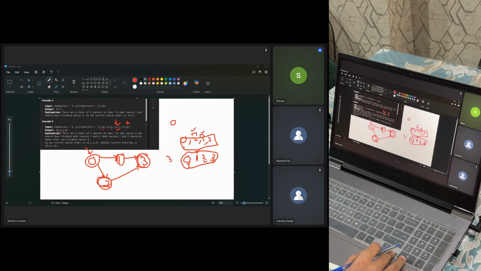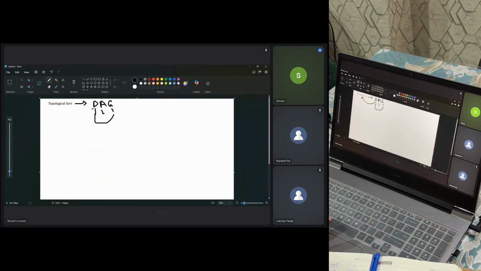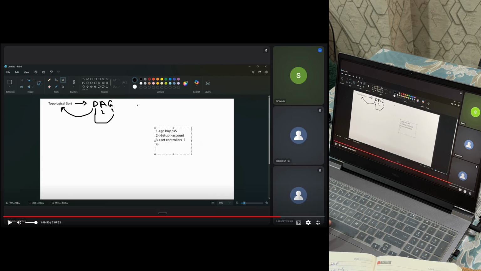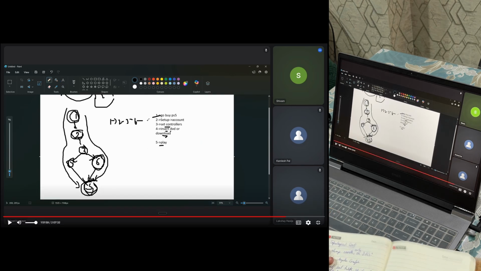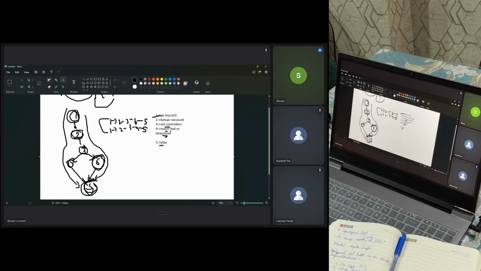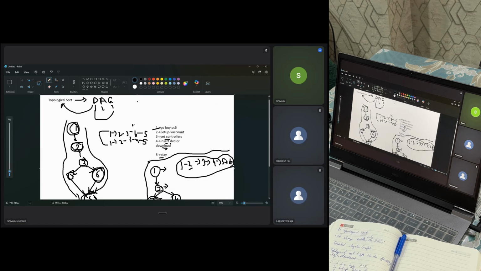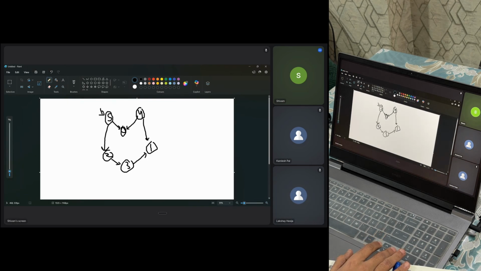Topological sort itself helps us find a linear order of tasks with dependencies and works only on DAGs. The PS5 example fits perfectly. Buy the PS5, set up your account, connect the controllers, install a game, and then play. Each step depends on a previous one, with no cycles involved.